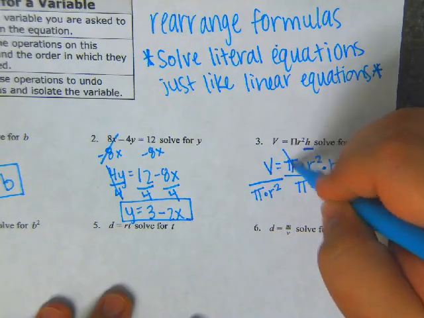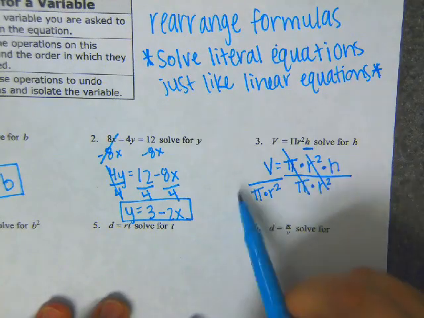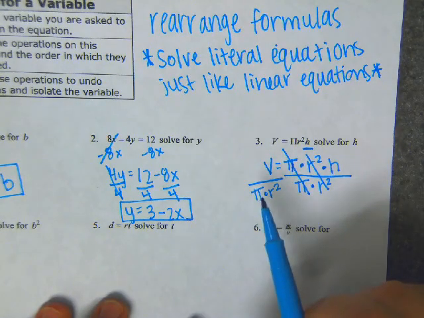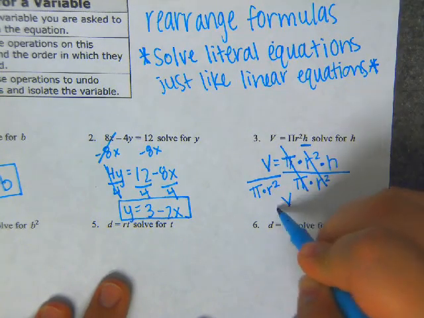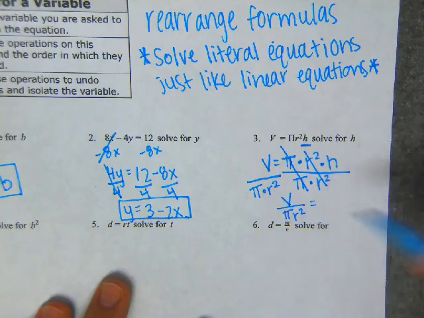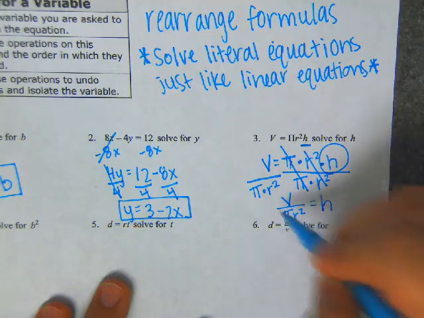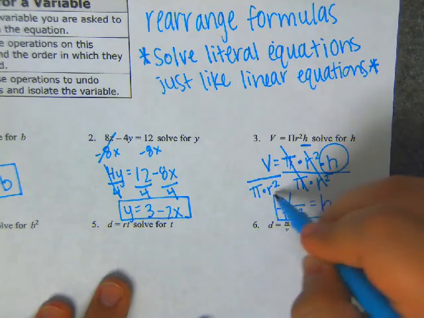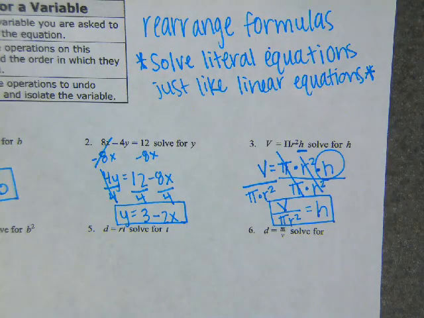So here the pi's cancel, the r squareds cancel, and then on the left side we can't simplify this because there are no numbers. So we're going to keep it as v divided by pi r squared equals, the only thing I have left over here is this h, and that's exactly what I wanted to isolate. So then that means we are done, and you cannot simplify this anymore.